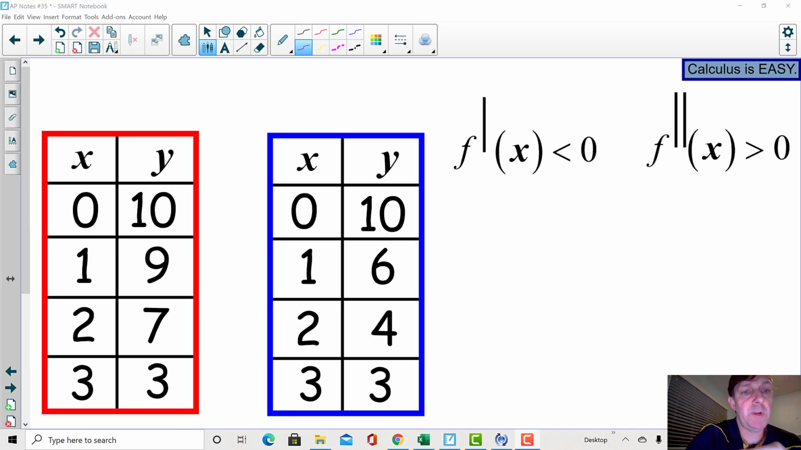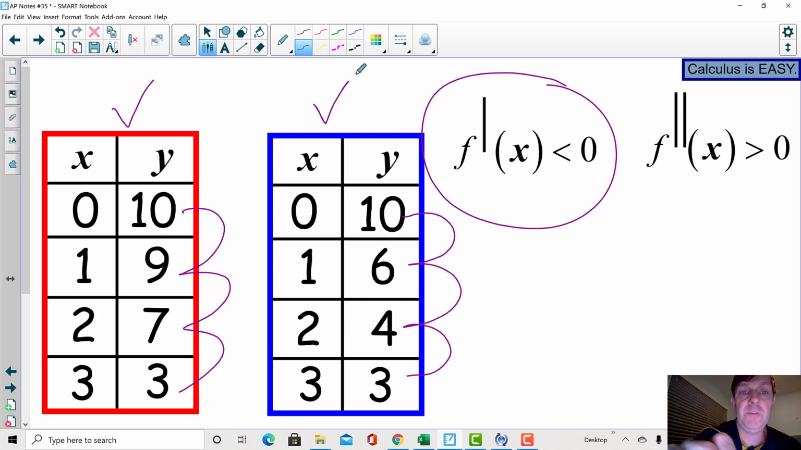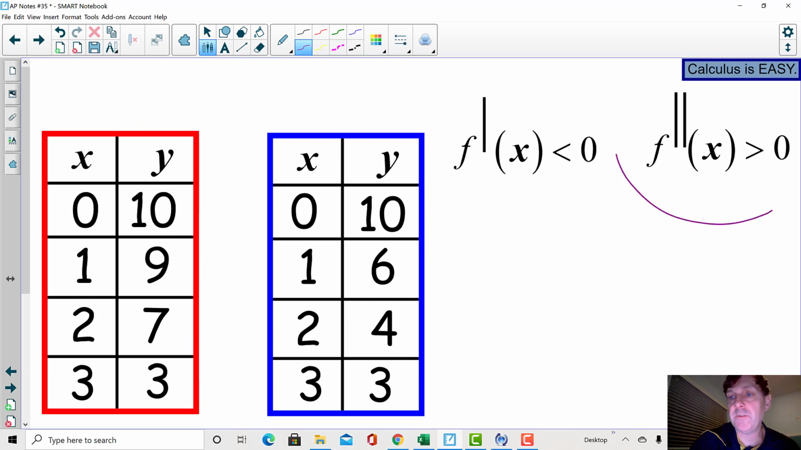Okay, for this example, we're going to have to choose between these two tables. We're looking for something that has a first derivative that's negative. Remember, if your first derivative is negative, that means your original function is decreasing. So that's the first thing we're looking for. Which one of these is decreasing? This one is 10, then 9, then 7, then 3. So that one's good. This one's 10, then 6, then 4, then 3. Yes, they're both decreasing.